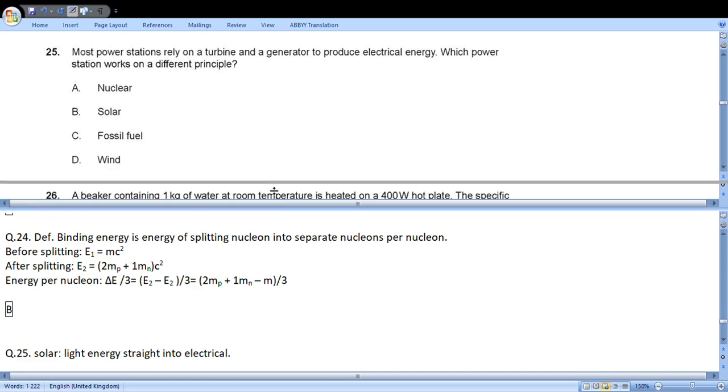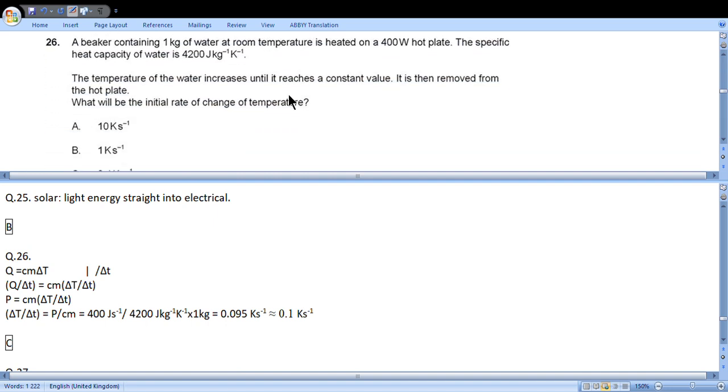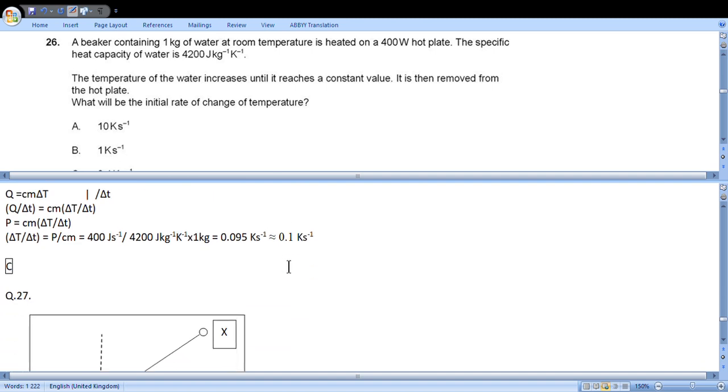25. That's a very easy question. Most power stations rely on a turbine and a generator to produce electrical energy. Which power station works on different principles? In solar, light energy goes straight into electrical energy without using a turbine or generator. 26.